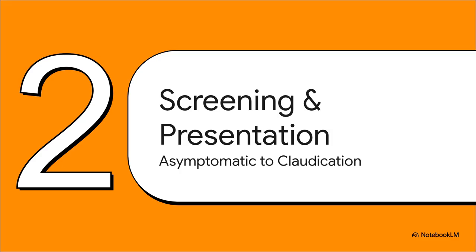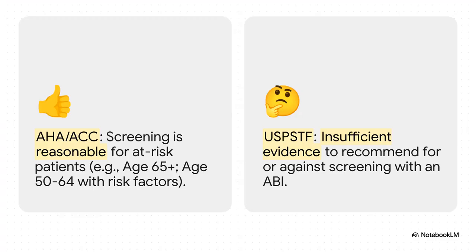Now, how do we actually find it? Let's talk about who we should be screening and what these patients look like when they walk through your clinic door. Now, right away when it comes to screening, you run into a classic clinical gray area. The major cardiology societies say, yeah, it's reasonable to screen at-risk patients with an ABI. But then the USPSTF comes along and says, well, we don't think there's enough evidence to say yes or no. This is a perfect example of where your own clinical judgment is going to be key.